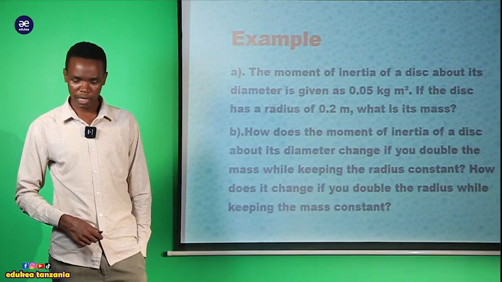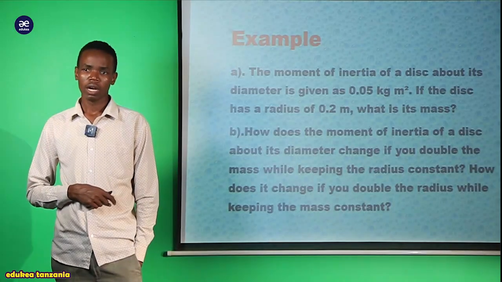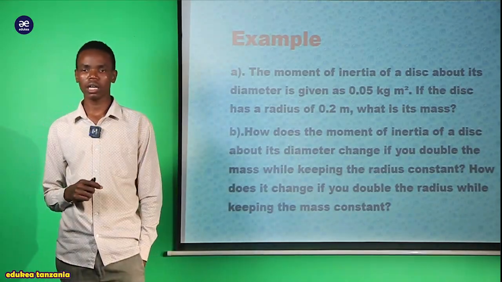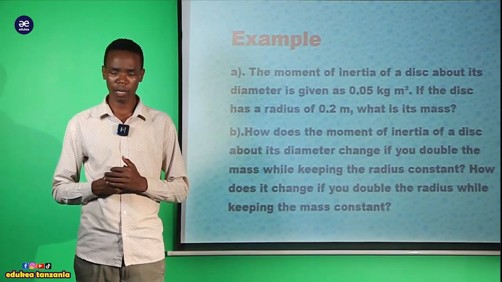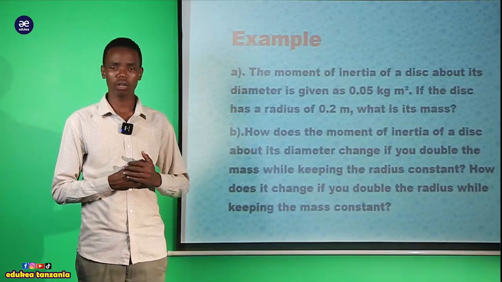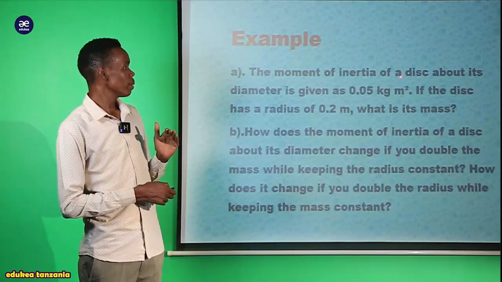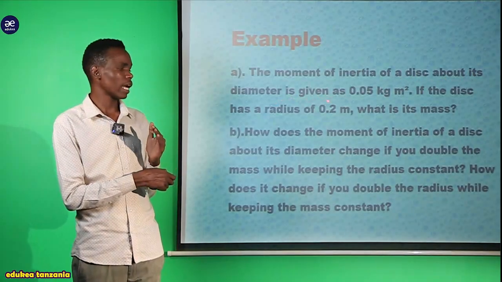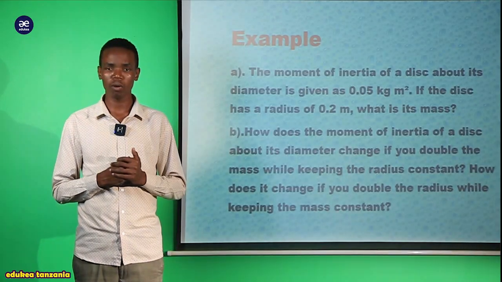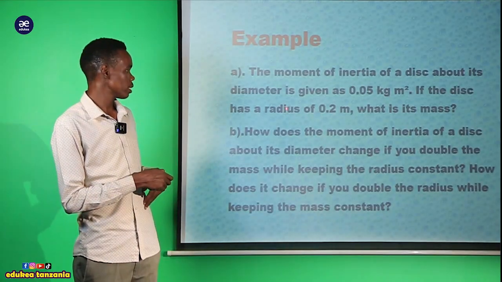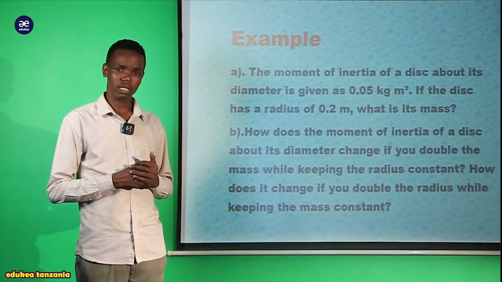So after this one, my dear student, let us go and see some examples related to what we tried to discuss here about the perpendicular axis theorem. We have our example that is categorized into 2 parts, Roman A and Roman B. So on Roman A, our example says that the moment of inertia of a disk about the diameter is given as 0.05 kilogram meter square. And also the disk has a radius of 0.2 meter, what is its mass?